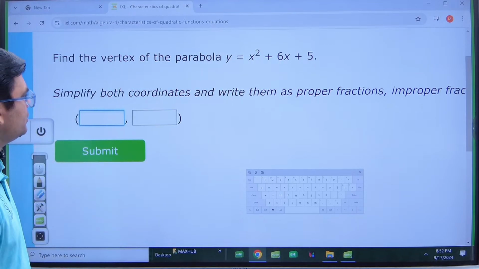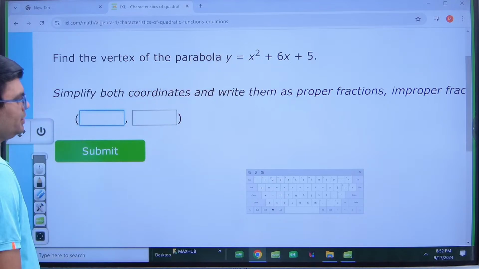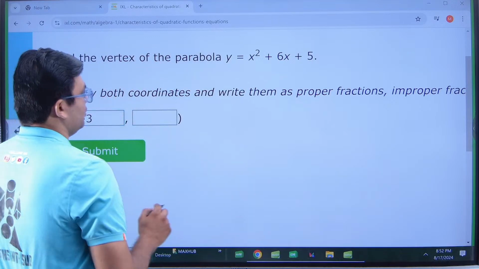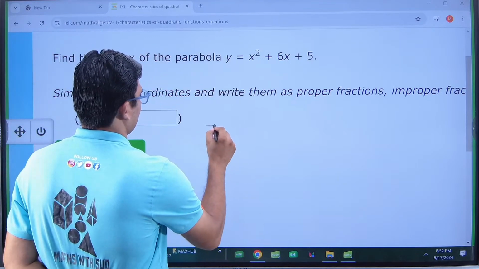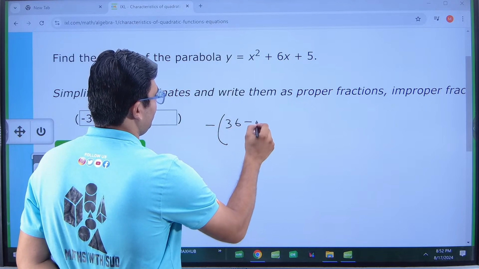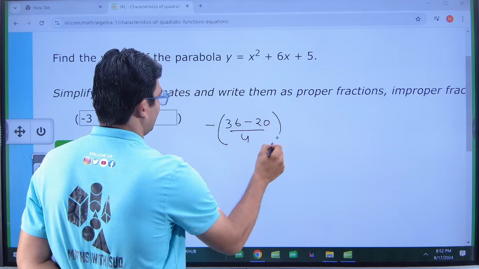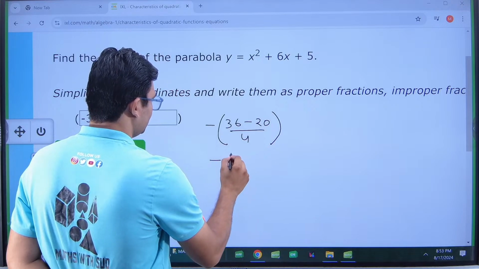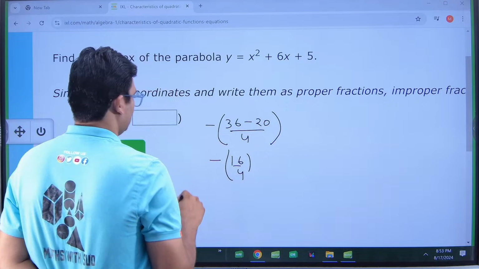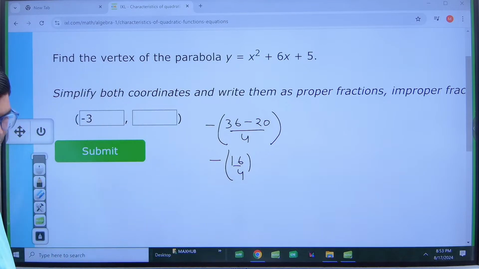Find the vertex. Yes, sir. Minus 6 upon 2a. So minus 3. X is minus 3. Wonderful. And I'm finding y. So minus b square is going to be 36, minus 4 into 5 is 20, divided by 4 into a, which is 1. 36 minus 16 by 4. So minus 4 I got. Yes, sir. Minus 4.